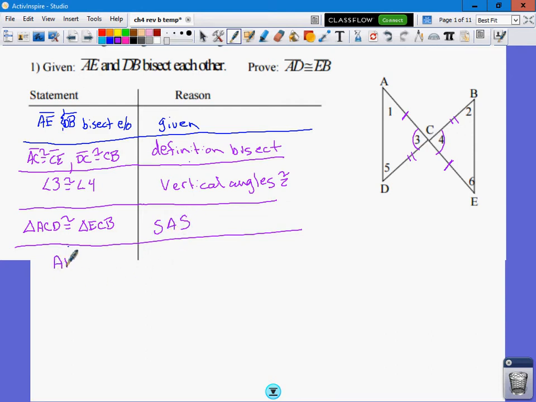Now I should be able to see that AD, the outside 2, would be the same as EB, the outside 2, because they are corresponding parts of congruent triangles, and corresponding parts of congruent triangles are congruent.